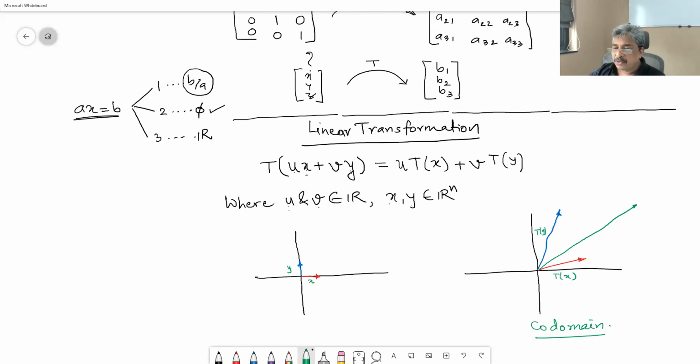Okay, and now you want to get this vector, which is our vector b. So simple procedure, complete your parallelogram and you decide how much of red and how much of blue you require. So you end up getting vector b is equal to u times t of x plus v times t of y. That is what is your vector b. If you look at the picture in codomain, that is our RHS.